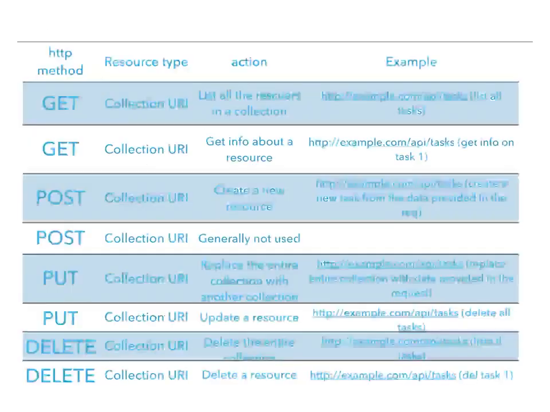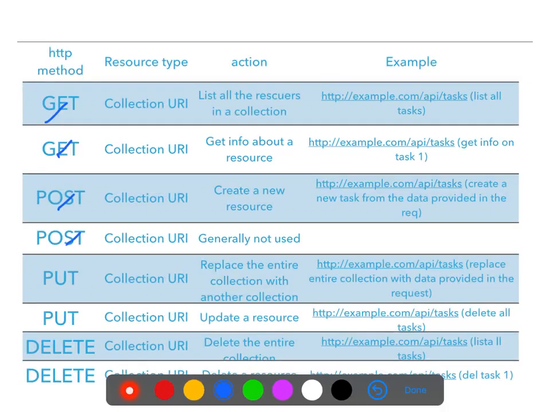You can see the GET method, POST method, PUT method and DELETE method. GET on the collection lists all the resources in the collection, and GET on a resource gets info about that resource. POST creates a new resource; generally POST on a collection is not used. For example, example.com/api/tasks lists all the tasks, and example.com/api/task/1 gets info on task number 1. If you give task number 1, it gets only the information about task number 1.